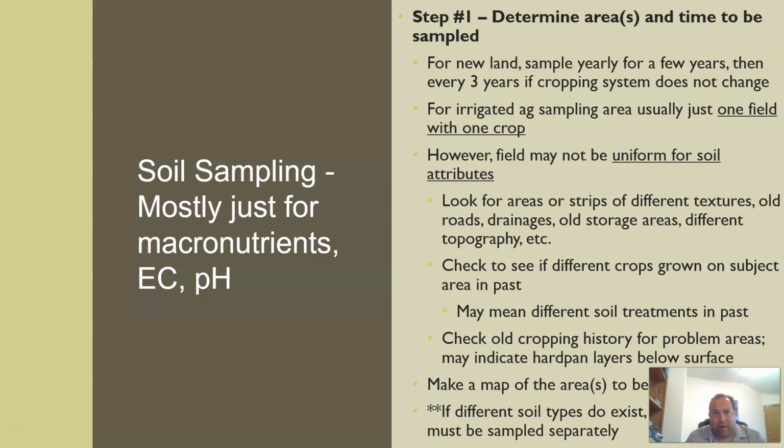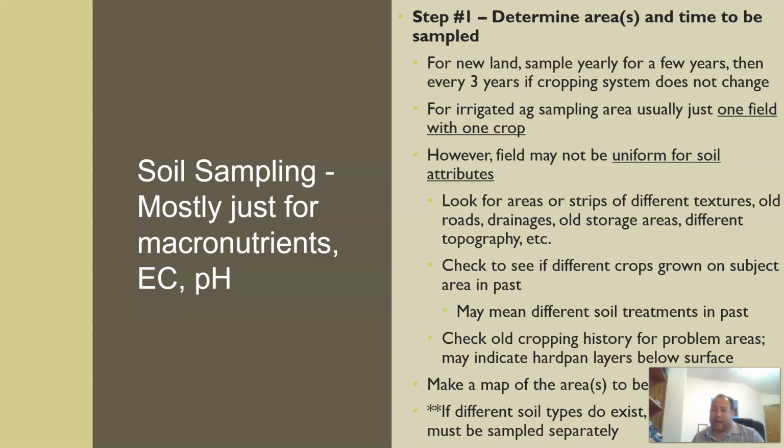And one way we're going to really try and understand soil fertility is through soil sampling, mostly just for the macronutrients, but then also looking at electrical conductivity and also looking at the pH of the soil. So our first step in that process would be to determine the areas and the time to be sampled.